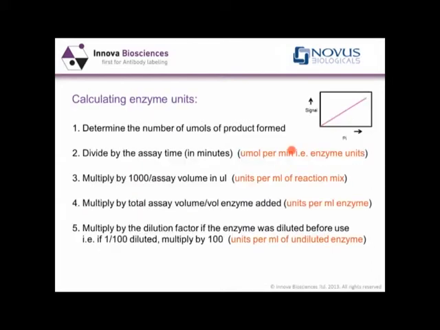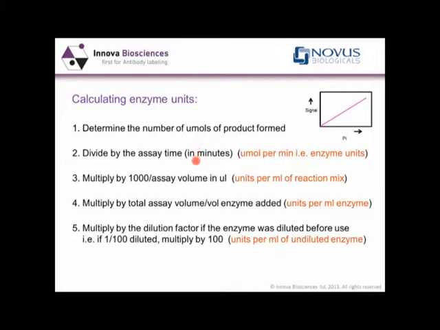This can cause a lot of confusion, calculating enzyme units. So I've done this in a stepwise fashion rather than give you a formula. Essentially what you'll be doing is determining the amount of phosphate generated by reading off from a standard curve. This will give you the number of micromoles of product formed.